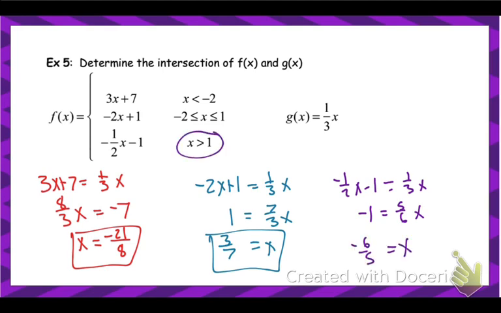Well, is negative 6 over 5 in the domain x is greater than 1? And no, it's not. So that is not an intersection point. So if you were to actually graph this, you would find 2 intersections. You would find where it does intersect the first 2 parts, it does not intersect the last part.